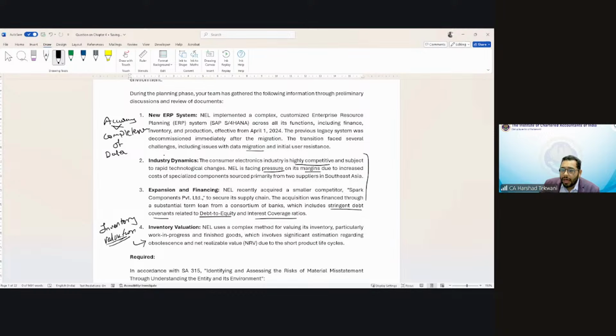These all are pointing towards management override of controls, presumed risk of fraud, because there is a pressure on the management. There is a pressure to maintain the margins. There is a pressure to maintain the covenants of the debt agreement, debt equity ratio, interest coverage ratios. That's why I would say there is a risk of management override of controls. Yes or no?